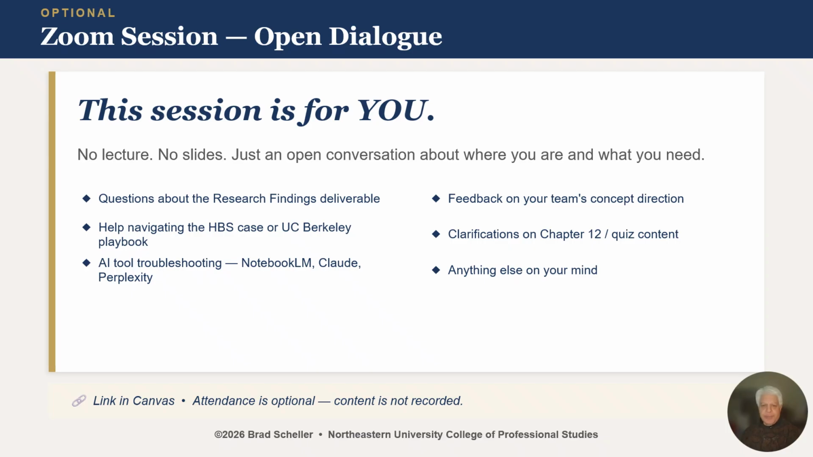So I'm not lecturing. You're not going to find any new information unless somebody asks and needs to go over it. It's just an open conversation where you can bring whatever is on your mind. The 6 topics on the left are the most common things students want to talk about in week 10: questions about the research findings deliverable, feedback on your team's concept direction, help with the case or the Berkeley Playbook Chapter 12, clarifications, AI tool troubleshooting, or anything else.